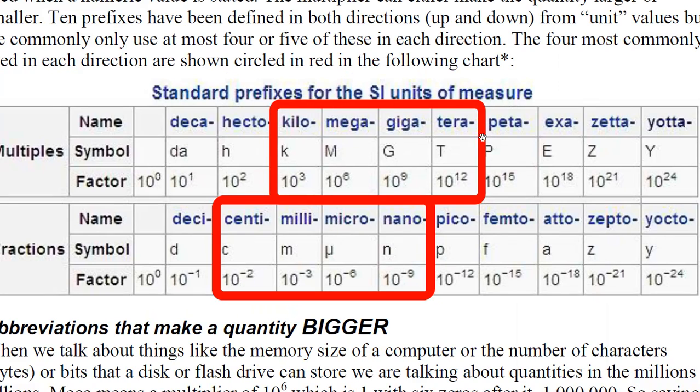Here are the common definitions for making things bigger. Kilo means 1,000. 10 cubed, which is 1,000, and you can see by that that the 3 here means 3 zeros after a 1. Mega is million, that's 6 zeros after a 1, so 3 megabytes is 3 million bytes. Giga is billion, so billion is 1 with 9 zeros after it, and tera means trillion, 12 zeros after it.